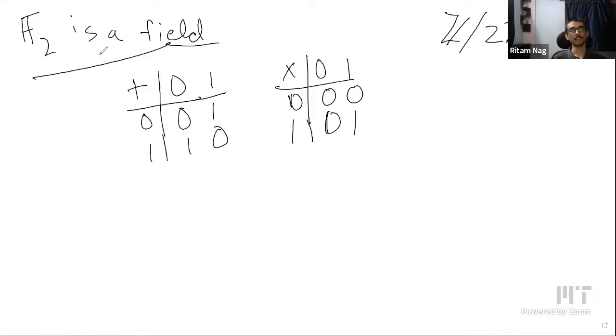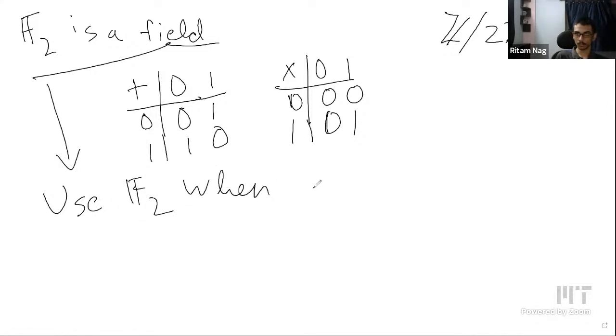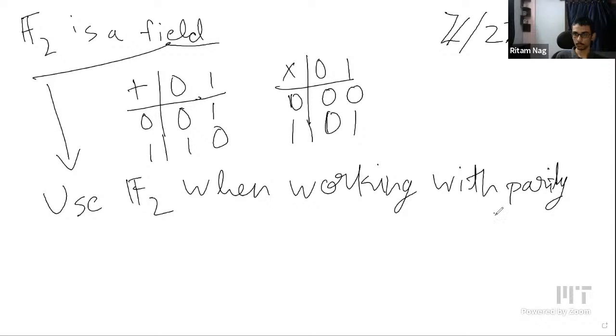The best way to think of the two elements of F2 is as 0 representing even and 1 representing odd. So 0 plus 0 is 0, 1 plus 1 is 0, like odd plus odd is even, even plus even is even, and so on. Multiplication you can think of as the same thing. This gives you a hint for the use case of F2: you use F2 when working with parity. So F2 basically deals with parity.